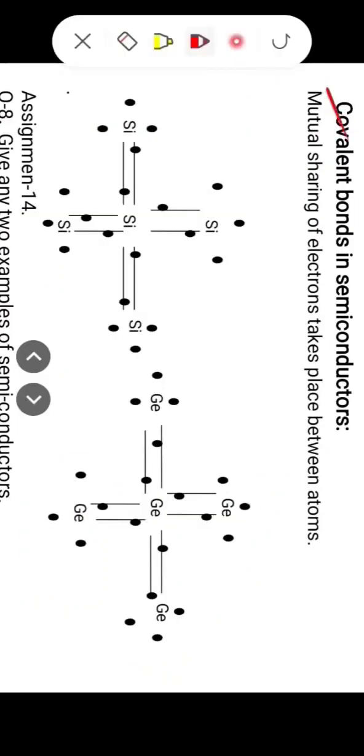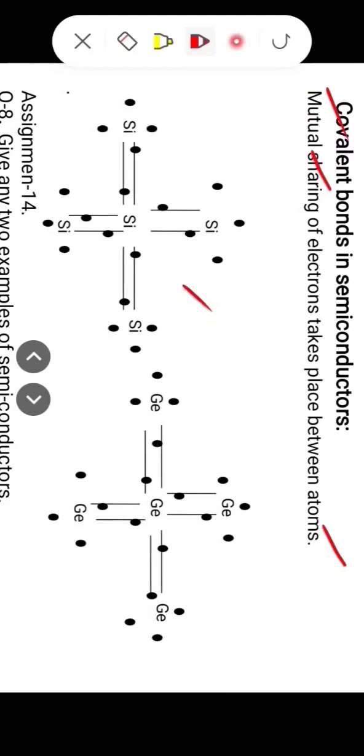Now, covalent bonds in semiconductors. Let us try to understand how covalent bonds are formed. They are formed due to mutual sharing of electrons between atoms. I repeat, mutual sharing of electrons takes place between atoms during formation of covalent bonds.